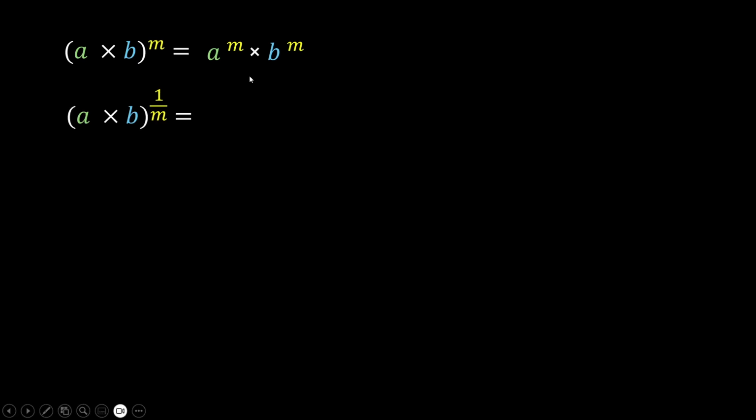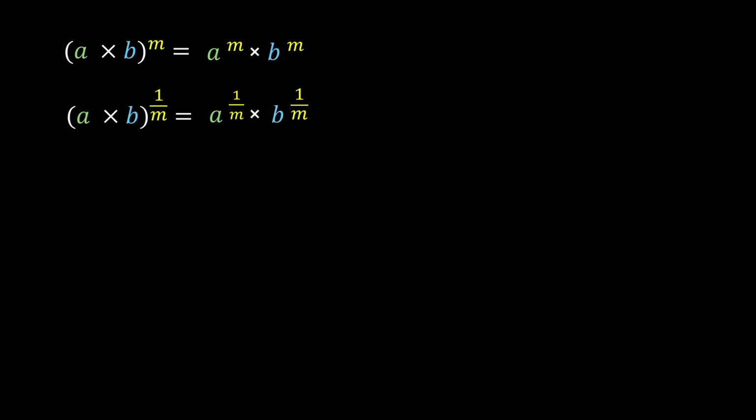We saw while learning exponents that (a × b) raised to power m is equal to a raised to power m times b raised to power m. Now, would that also be true if I replace this exponent with a fraction? For example, would (a × b) raised to power 1 by m be equal to a raised to power 1 by m times b raised to power 1 by m? Not sure, but I think we can verify it.